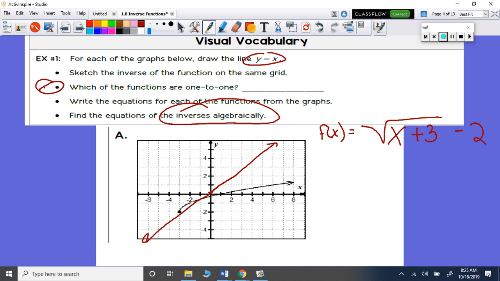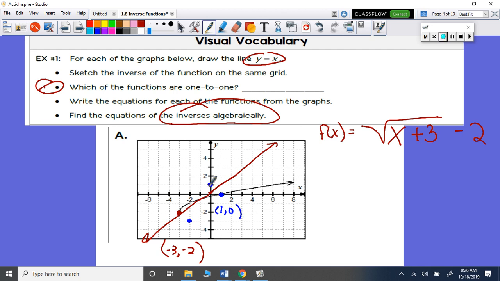Okay, so do you agree if this point right here, which is -3, -2, is on our original graph, what would be the point on our inverse graph? Can anybody tell me that? -2, -3. You got it. Is this 0, 1 on our original, or 1, 0? If this is 1, 0, what's the point on our inverse? 0, 1.